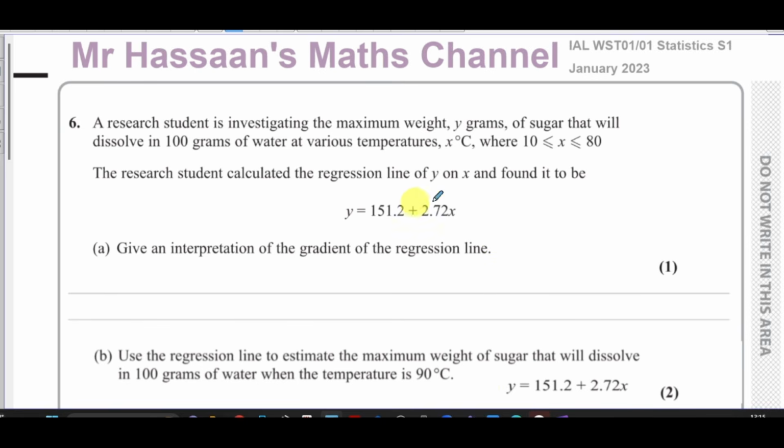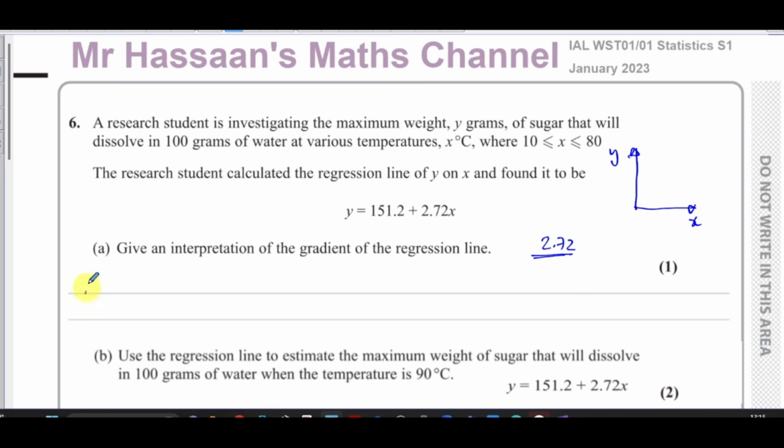So the gradient of the regression line is 2.72. That's the gradient. y equals a plus bx, like mx plus c, so it's the value of b in terms of regression lines. That is the gradient, and it tells us the change in y with respect to x. Here y is the weight of sugar, and x is the temperature.